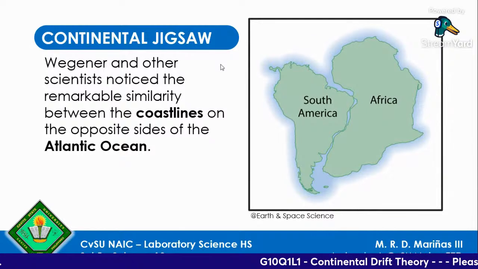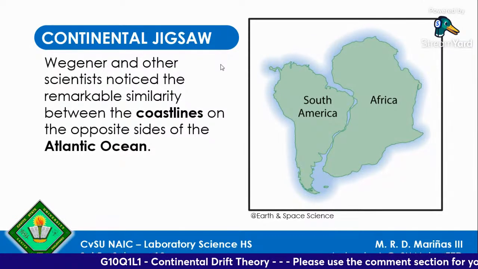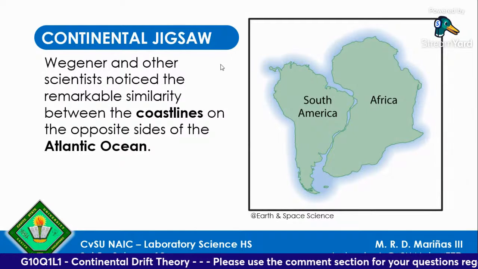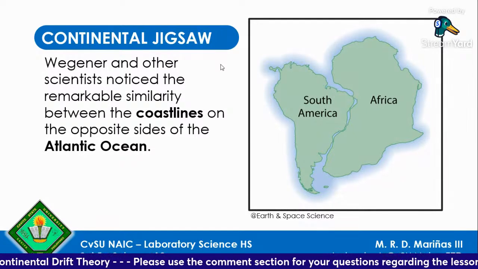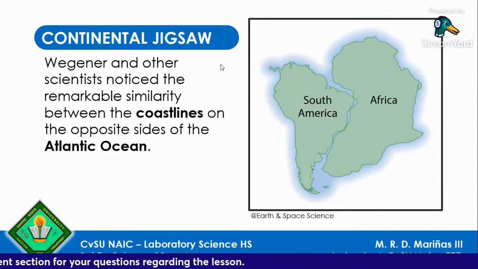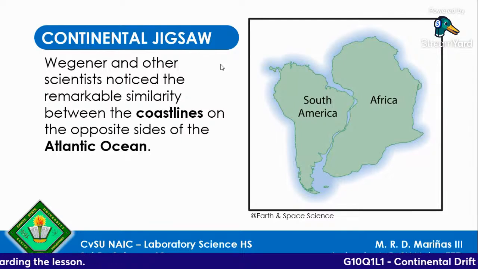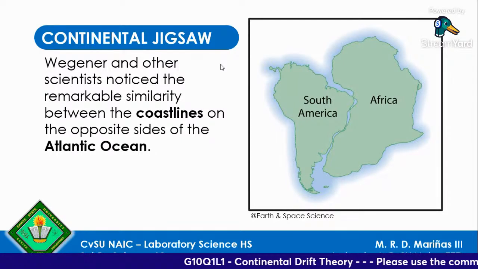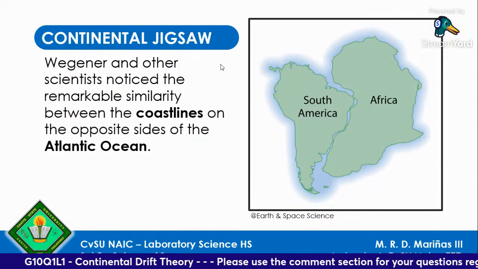Let's have the first one, the continental jigsaw idea. Wegener and other scientists noticed the remarkable similarity between the coastlines on the opposite sides of the Atlantic Ocean. So we have here the picture of the continents South America and Africa, and even if you hold a map right now, you're going to see the uncanny similarity between the coastlines of the two continents, especially yung sinasabi nating eastern side ng South America and the western side ng ating Africa.